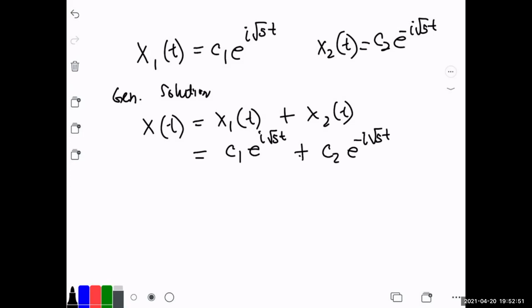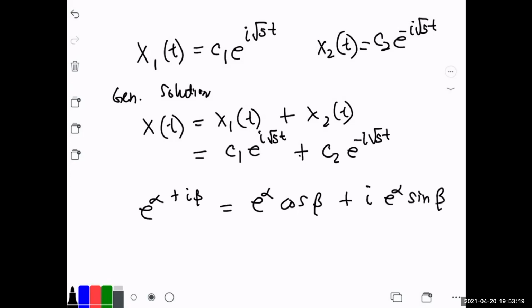So we have 8 minutes more, and if you remember your Euler's identity, I think we will have an additional 5 minutes. So e to the lambda plus i beta is equal to e to the alpha times cosine of beta plus i e to the alpha sine of beta. If we apply this to our case, our alpha is 0 and our beta is actually equal to square root of 5 t.